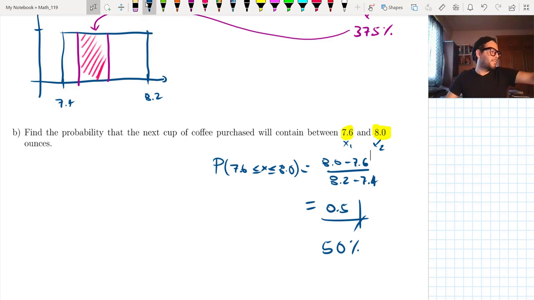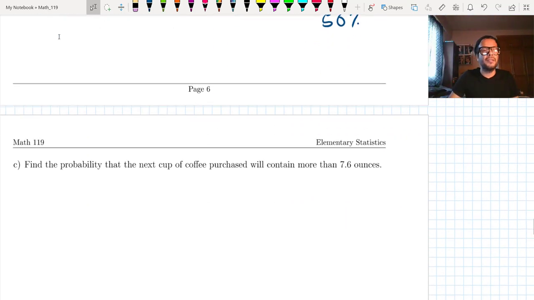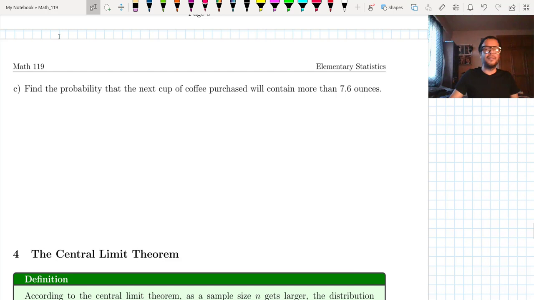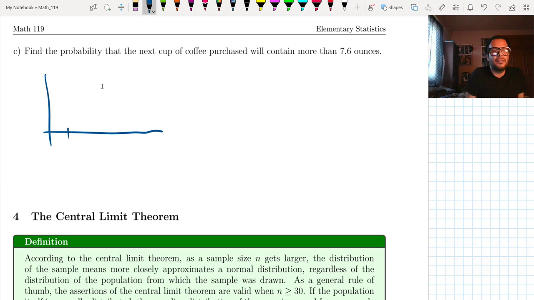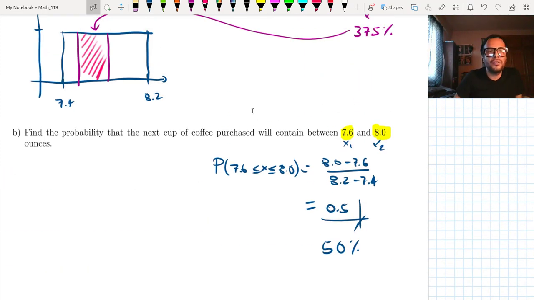Okay, let's look at another example. Let's say the probability that the next cup of coffee will contain more than 7.6 ounces. Well, in this case, it would be a good idea to draw a picture for this. So again, our parameters are 7.4 and 8.2.